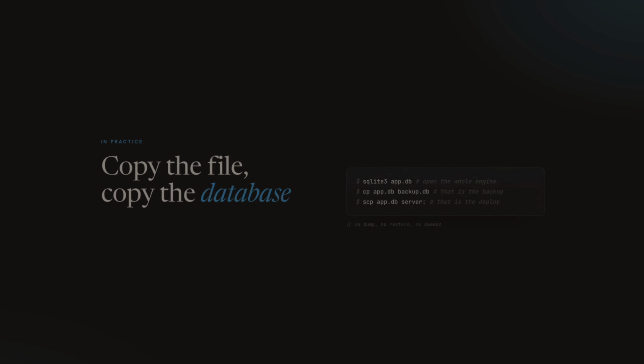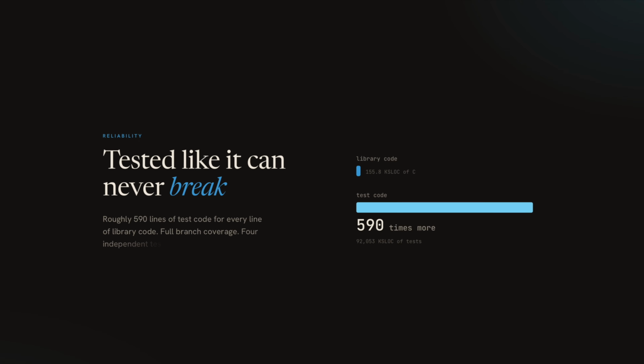Now, running the world's data on a single file only works if that file never lies to you. So consider how it is tested. For every line of code in the library, there are roughly 590 lines of test code, full branch coverage, 4 separate test suites, each designed and maintained independently of the others. This is not the normal amount of testing. This is testing as an act of devotion.